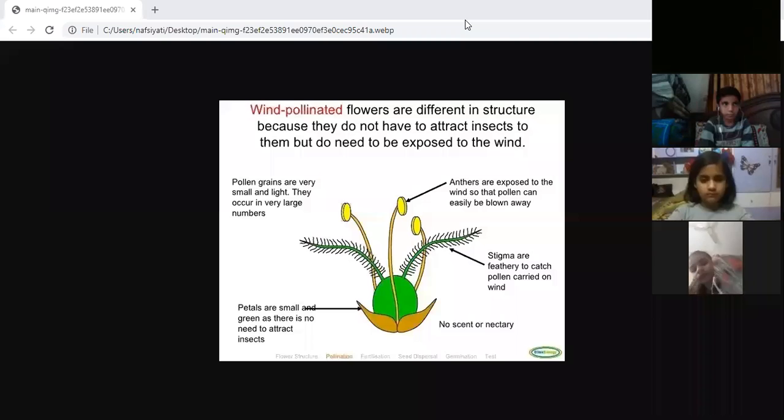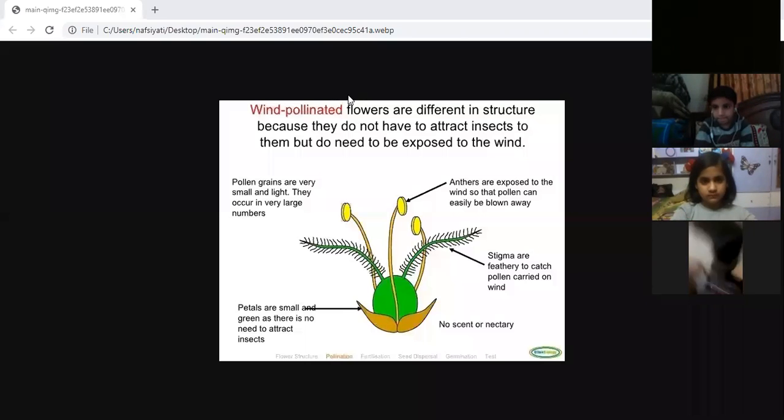Okay, now here is a picture. In this picture they are telling us about the parts of flowers that includes into the process of pollination, especially into the wind pollination. All right, so in wind pollination flowers are different in structure because they do not have to attract insects to them but need to be exposed to the winds.